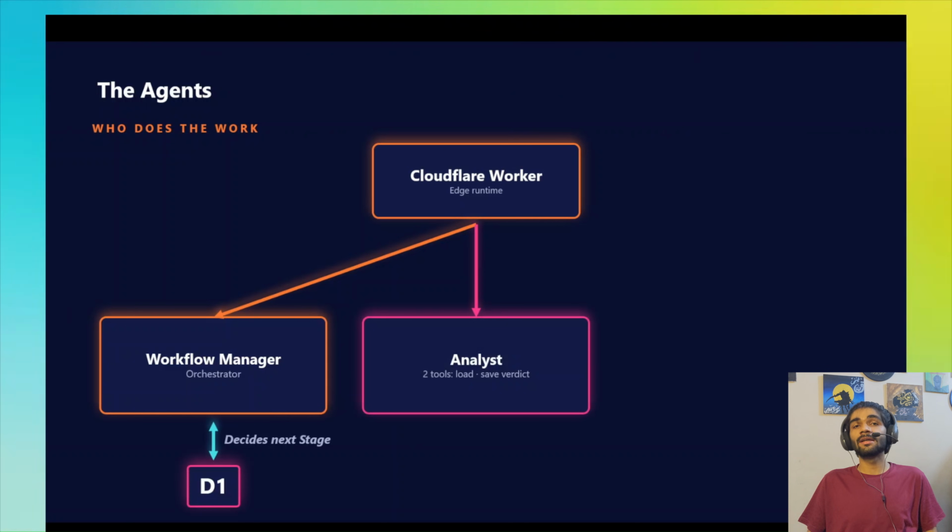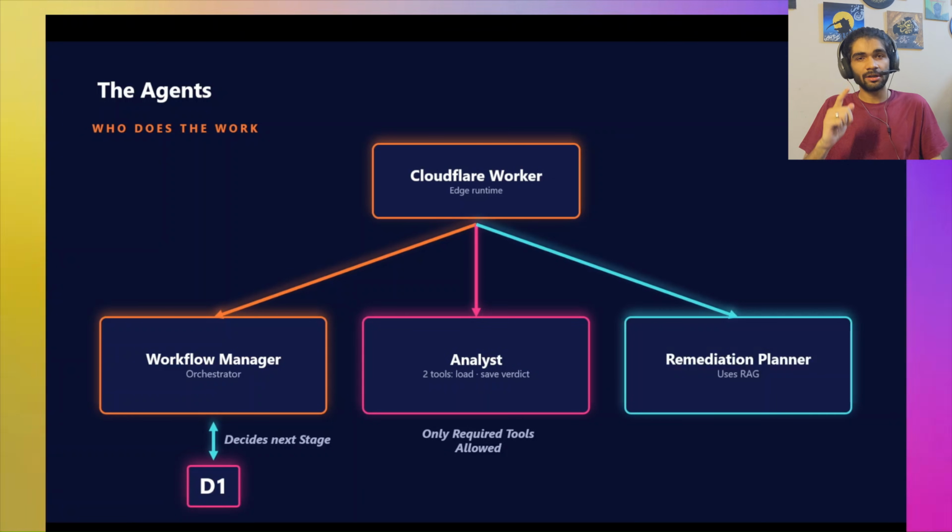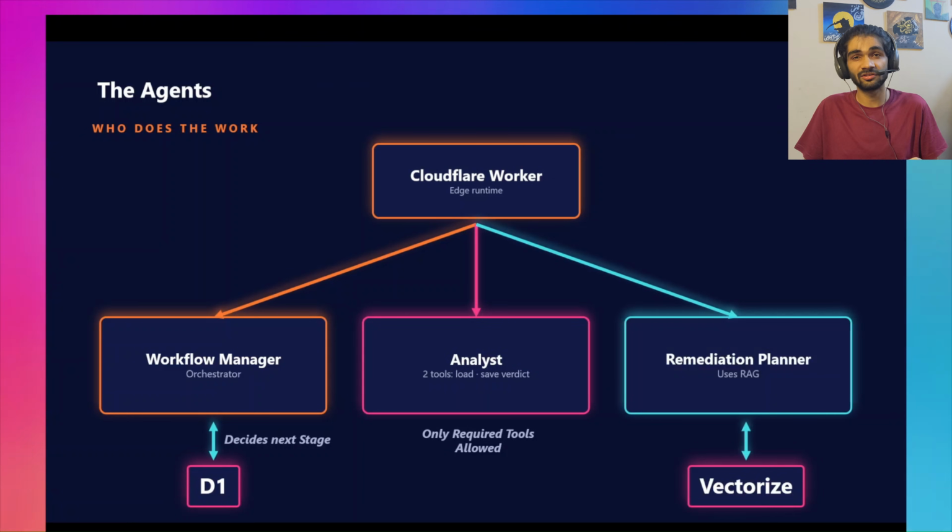The analyst agent only has two tools that it is allowed to use. Those are load the findings and save its verdict. That's it. Of course, you don't want an AI agent with 50 tools writing to your database at 2 AM. And now the remediation planner agent. This one uses RAG, retrieval augmented generation.